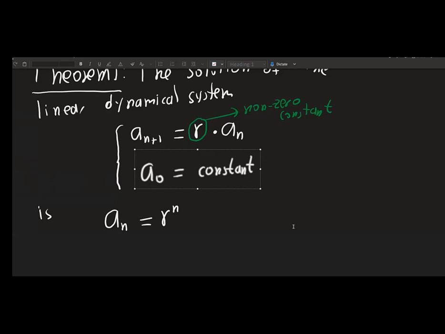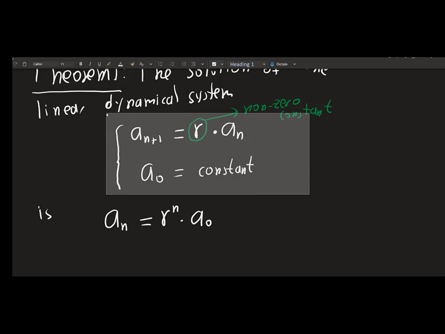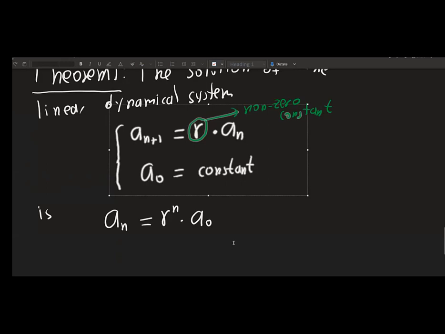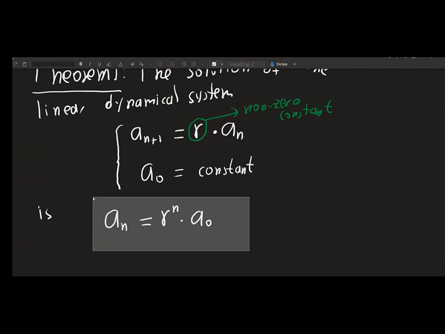So what that is saying is that the sequence you get from this dynamical system, or this linear recurrence formula, has a solution that is exactly the same as this one. In this one that I'm highlighting, that's not a recurrence formula. That's what we call a closed formula. It does not depend on the previous one. It only depends on a_0 and the value of n.